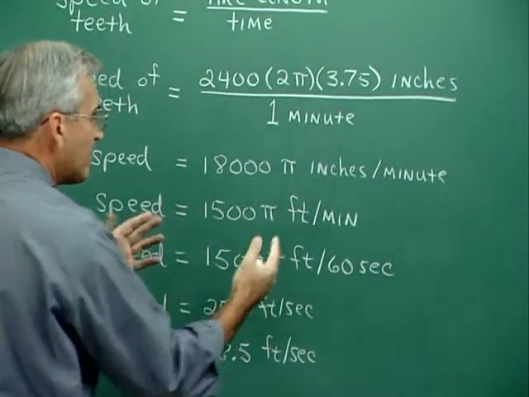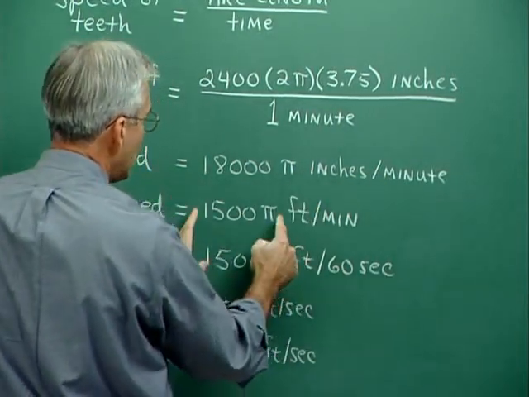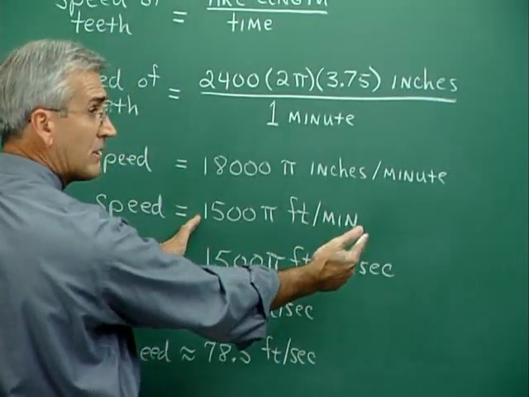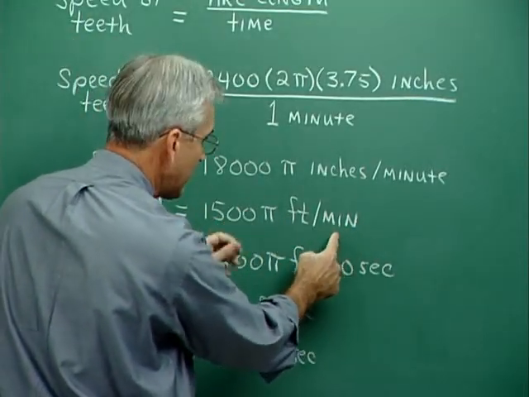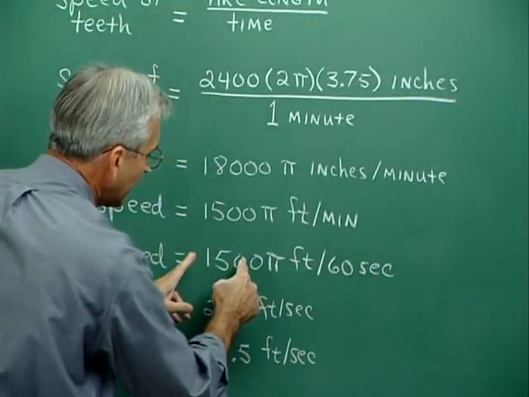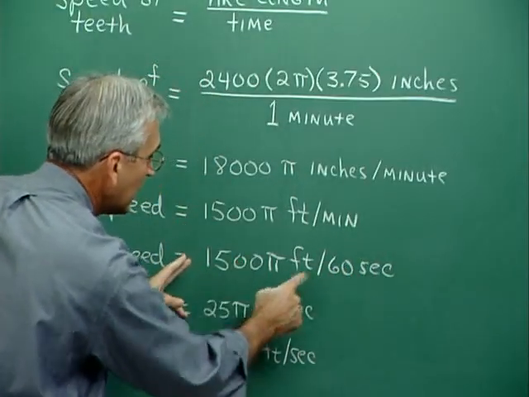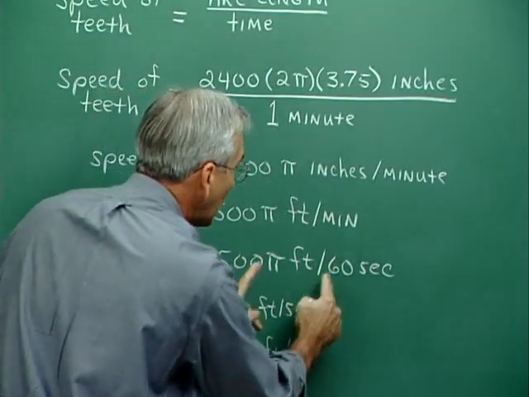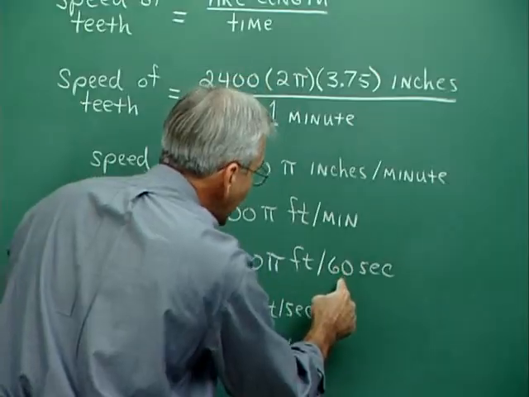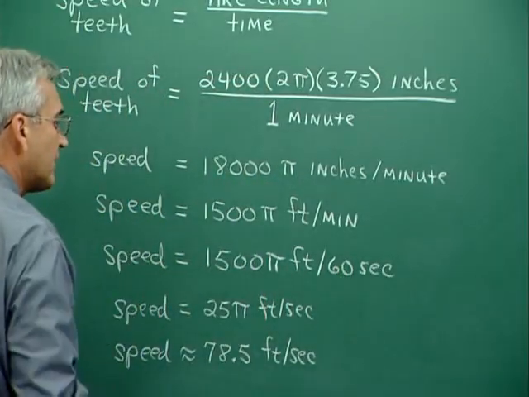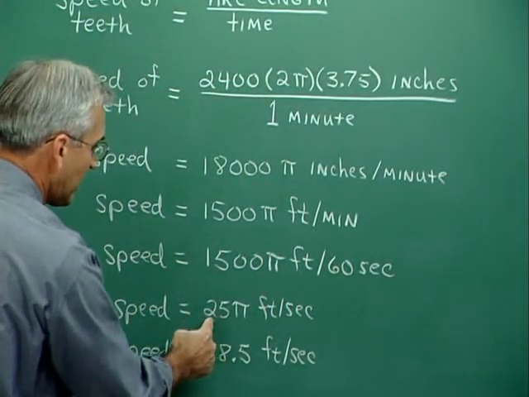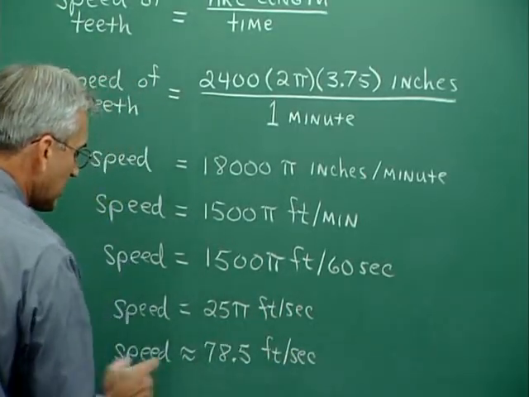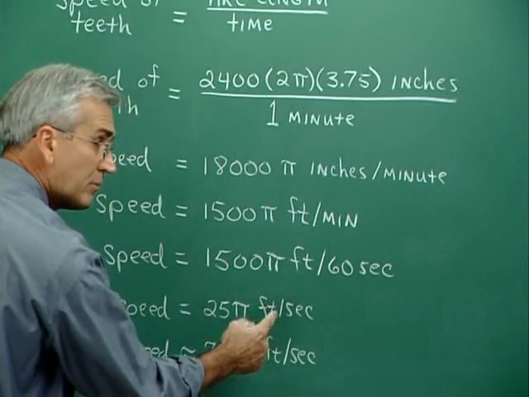And now if we divide by 12 here, we find the number to be in feet per minute. So it's 1,500 pi feet per minute. And since there are 60 seconds in a minute, we divide on in the numerator by 60. See, it's 1,500 pi feet per 60 seconds, and the 60 just divides into the 1,500 pi, and we find 25 pi feet per second. And that turns out to be approximately 78.5 feet per second.